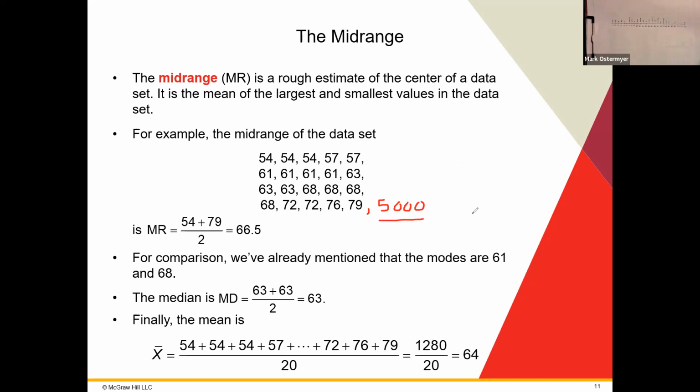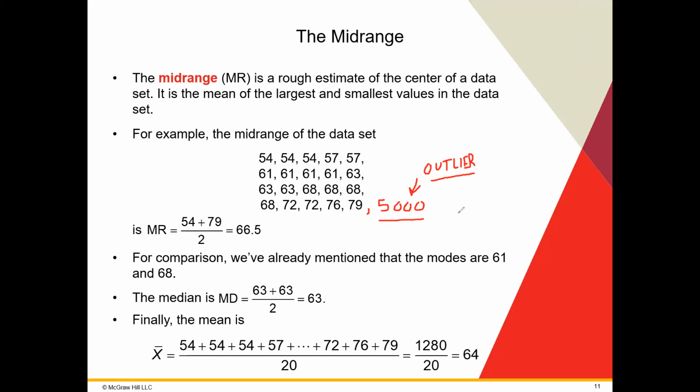Doesn't look like it fits. Do you agree? We'd probably call this an outlier. All right. And I have a question for you. Which of these 3 measures of central tendency do you think would be most susceptible to outliers? In other words, would be most affected by outliers? Anybody want to take a guess?